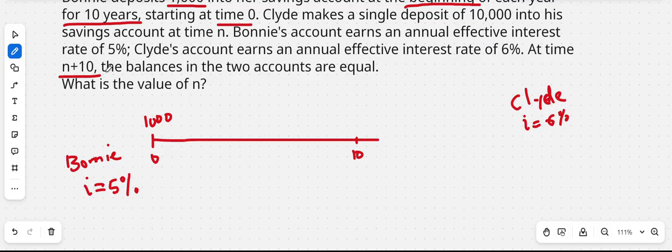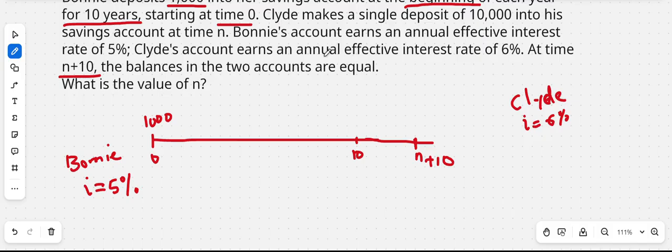So now let's observe this. We can see that at time n plus 10, the balances in the two accounts are actually equal. So now let's see what happens. When we calculate this properly, we're going to see that n plus 10 is after this 10 years, of course. So we have this somewhere, n plus 10. At this point here, the balances in the two accounts are equal.